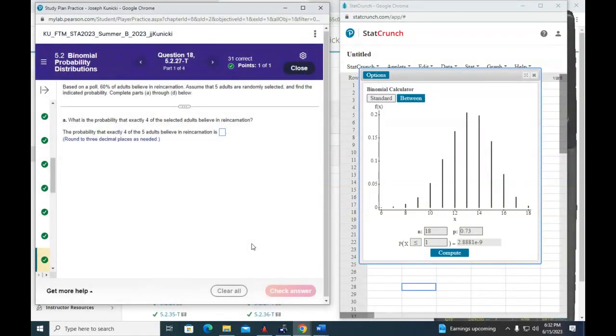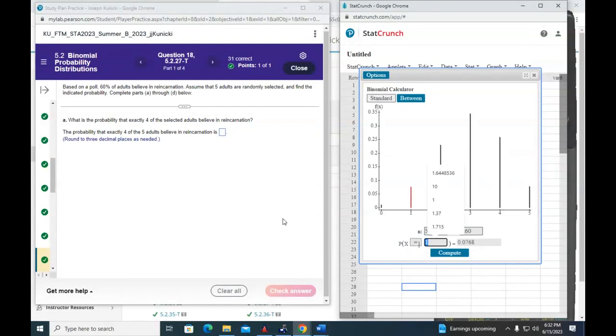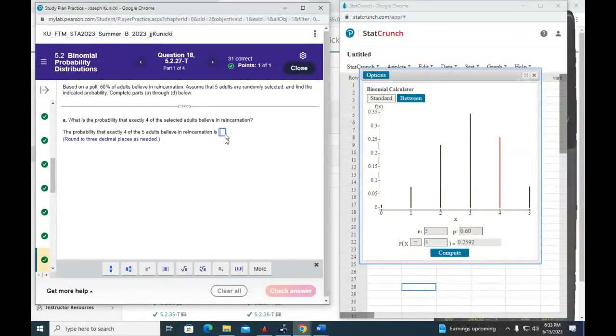All right, let's see, that was 27. Based on a poll, 60% of adults believe in reincarnation. Assume that 5 adults are selected. So that's N equals 5 and P equals 60%. What's the probability exactly 4 of them believe in reincarnation? So X equals 4.